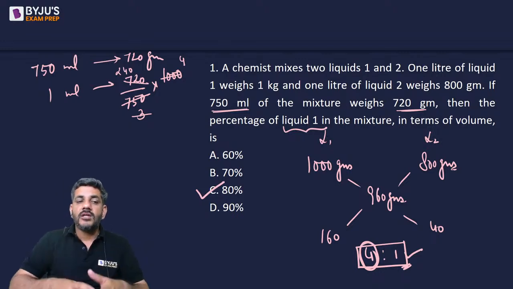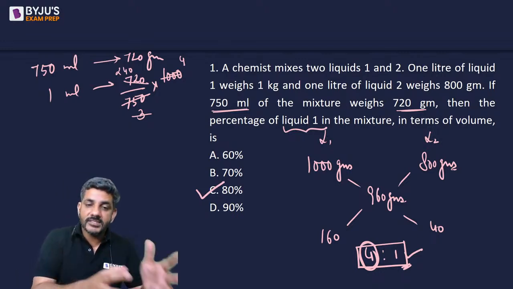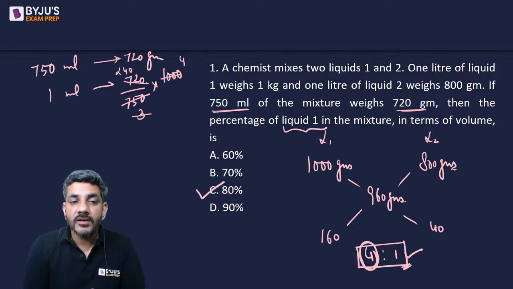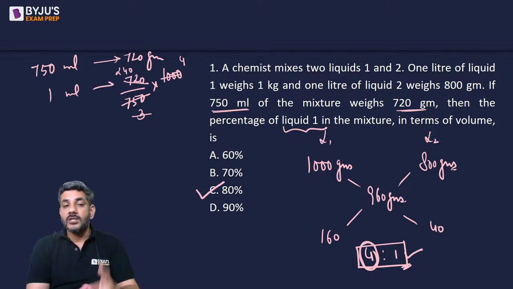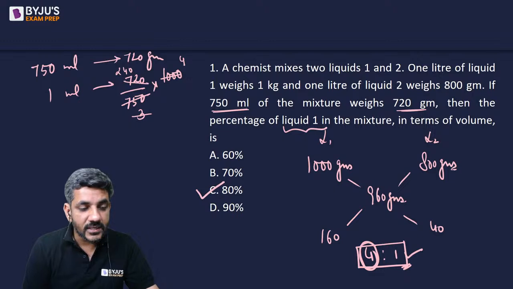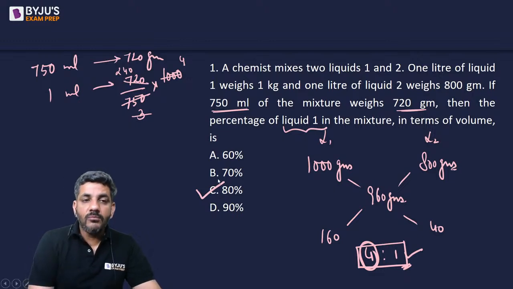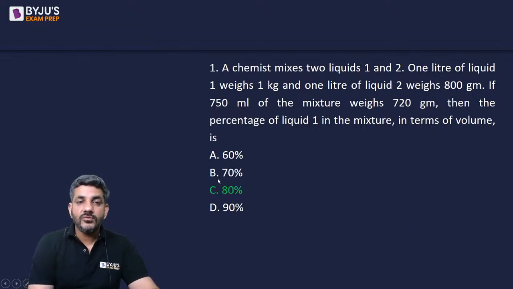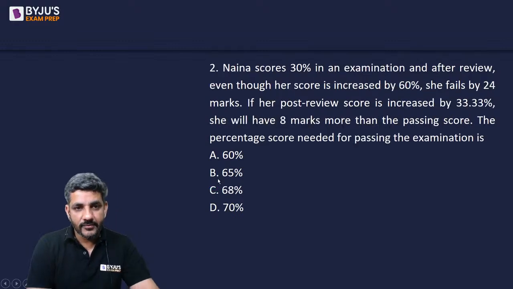So out of total 4 plus 1, that is 5, I see that 4 liters is liquid 1, which makes it 80% of the total. And that's our answer for question number 1. I'll move ahead now to question number 2. Question number 2 on your screen. It's here now.